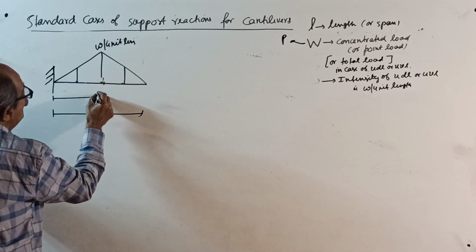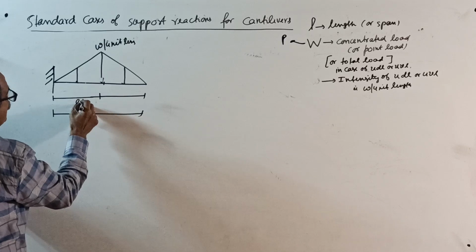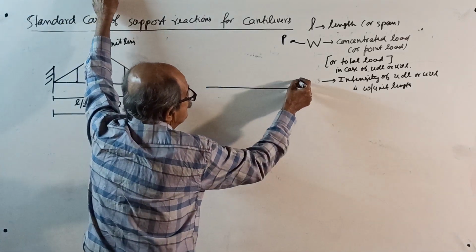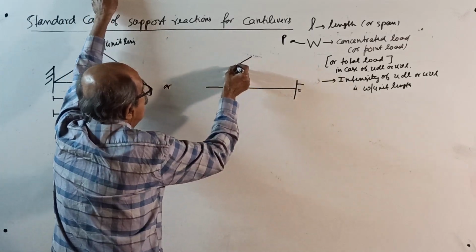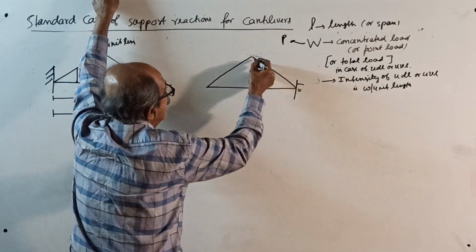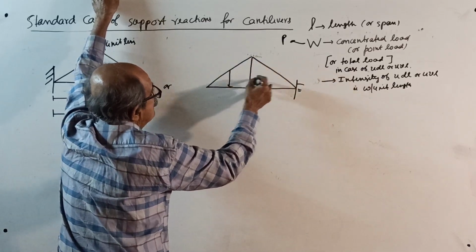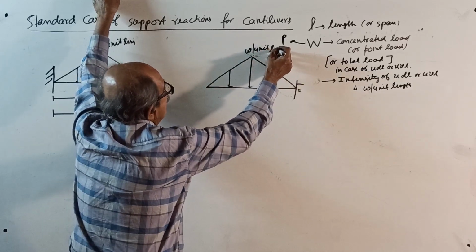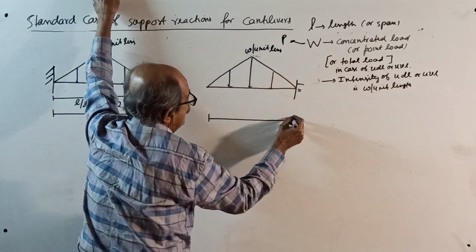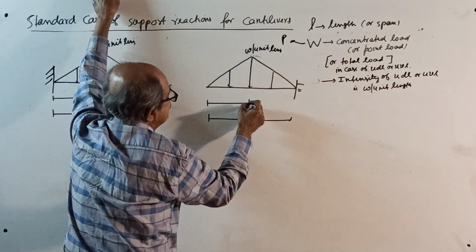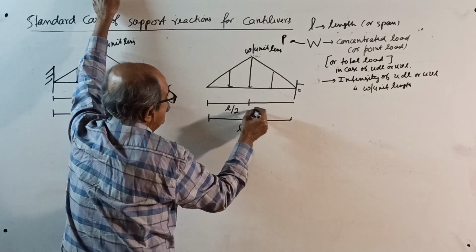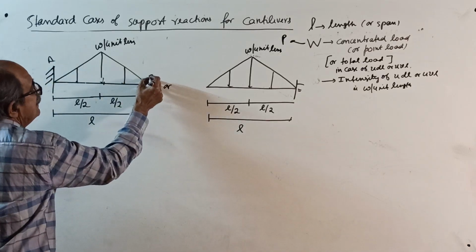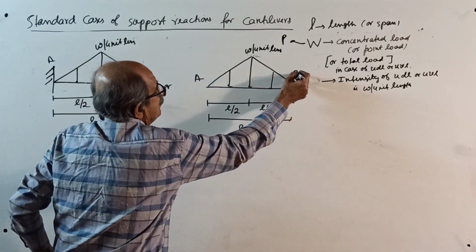See, little out of scale. Okay, center, L by 2, L by 2. Or it can be like this also. Intensity W per unit length, span is L and maximum exactly at center, L by 2, L by 2. Now this is A, this is B. Answer.